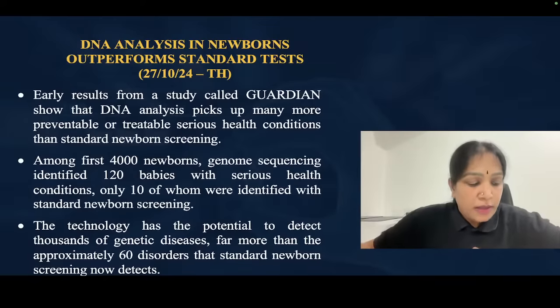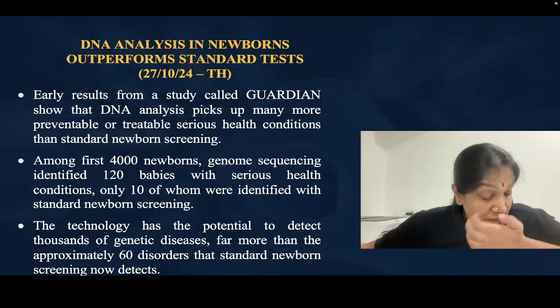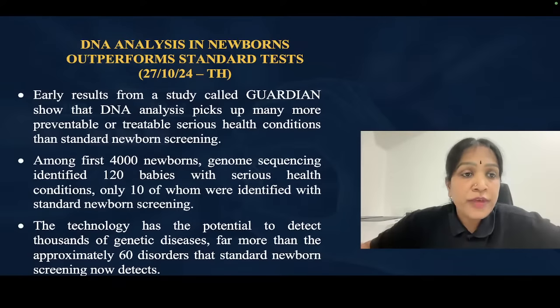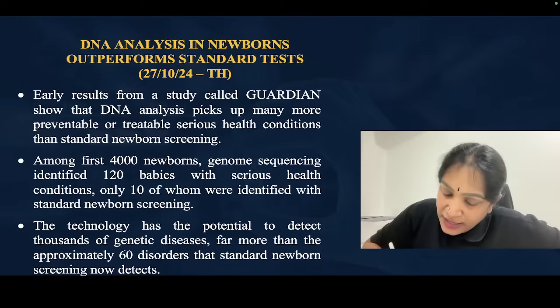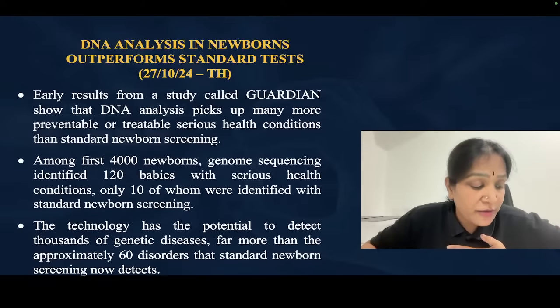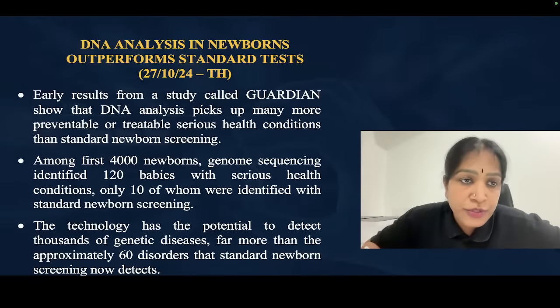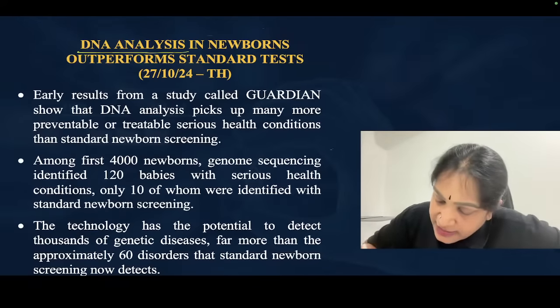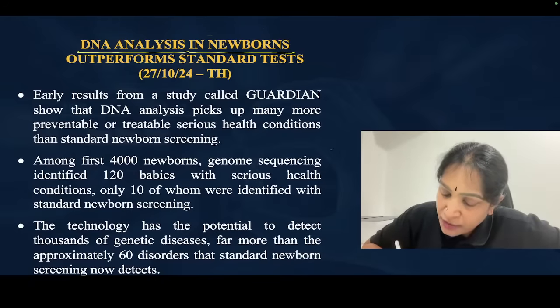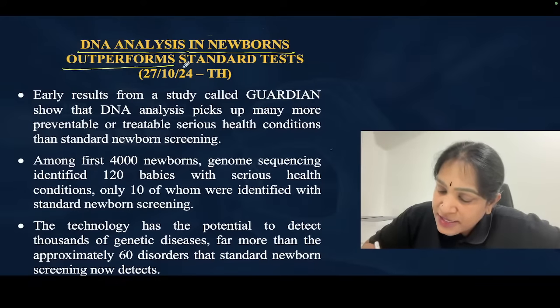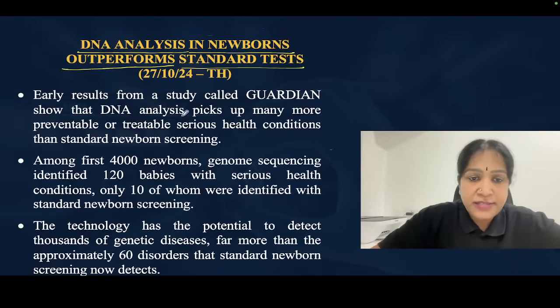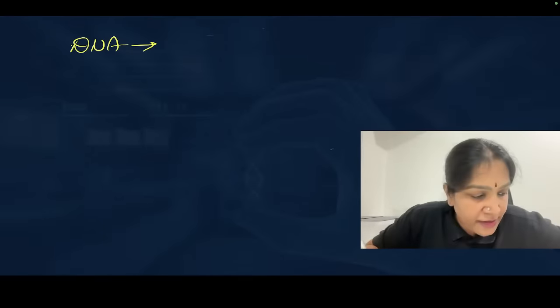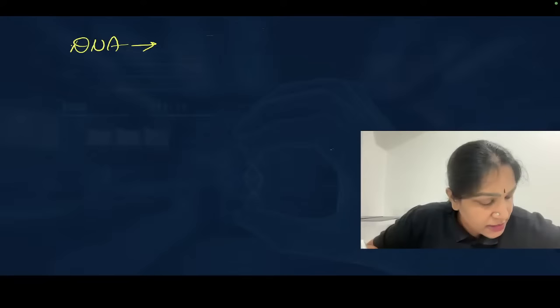Right. Moving on, no, graphene is not used in the DNA analysis. Moving on to the next topic. DNA, this is the next topic, don't get confused. Moving on to the fourth topic, that is DNA analysis in the newborns outperforms the standard tests. Is it clear? So, what is DNA? DNA is our genetic material, isn't it?